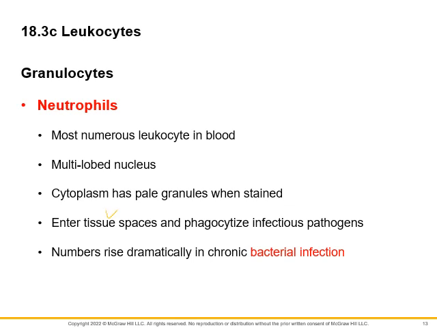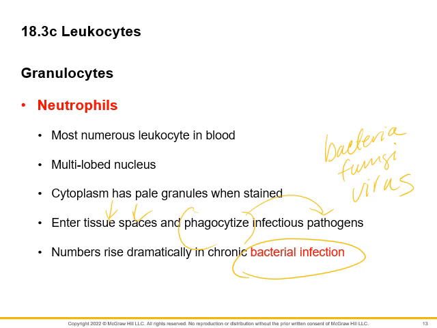So these are going to enter the tissue spaces. They're going to do cellular eating, if you remember phagocytosis, of pathogens. Remember, pathogen could be anything that causes disease. It could be bacteria, it could be a fungi, it could be a virus. But the majority of these neutrophils are going to target bacterial infections.